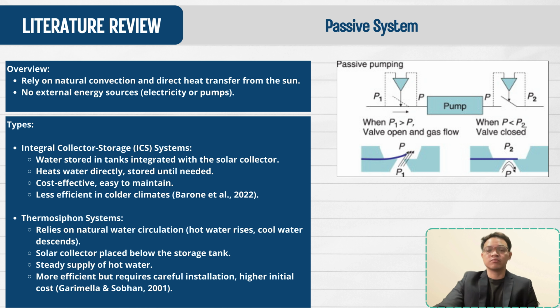The second system is the thermosiphon system, which relies on natural water circulation. The solar collector is placed below the tank. It needs a steady supply of hot water. It is more efficient but requires very careful installation. The advantages of the passive system are that it is simpler and has low operational cost. It has fewer components, which lowers maintenance. It is also ideal for areas that have an abundance of sunlight.